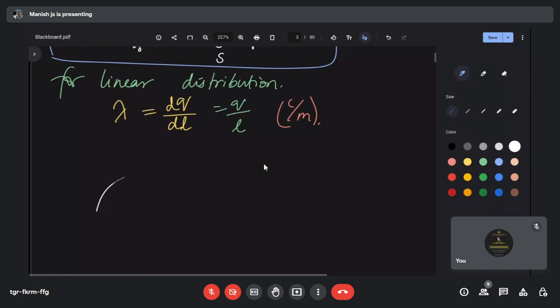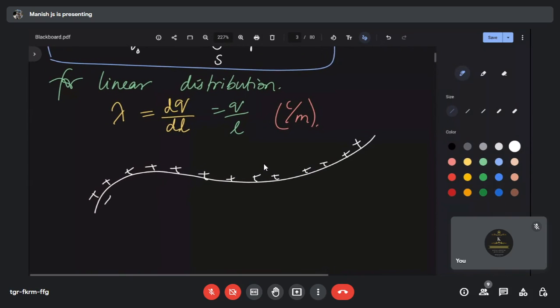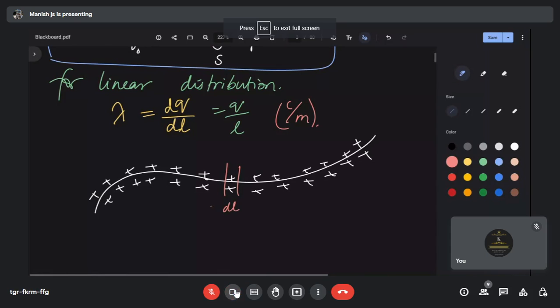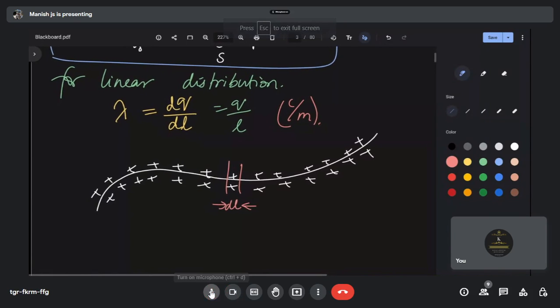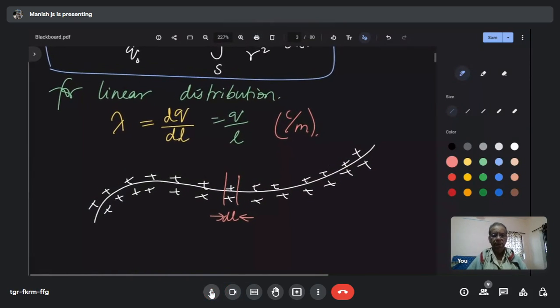Now here we can take a small wire. So the wire has got a uniform charge distribution like this. Here you take a very small element. So this element is called dl. And totally if you add, you will get the entire thing.